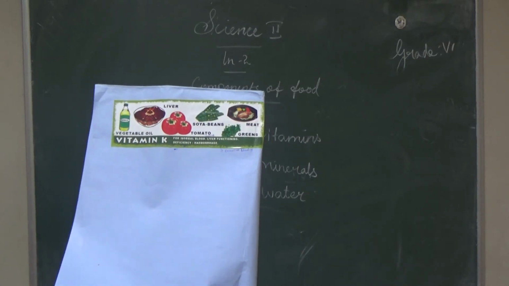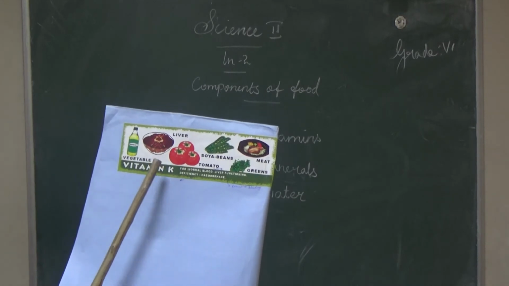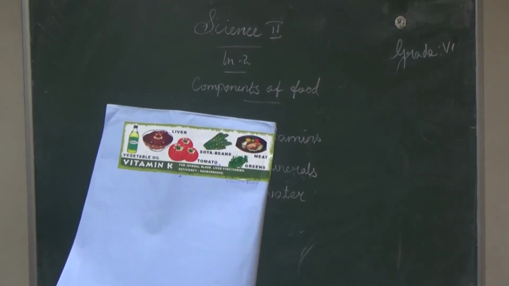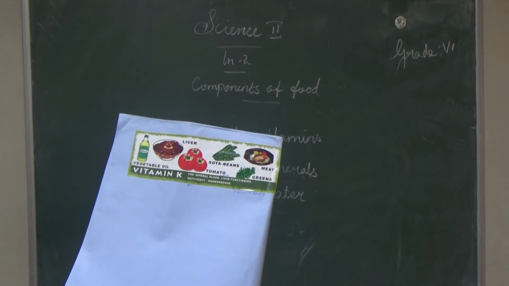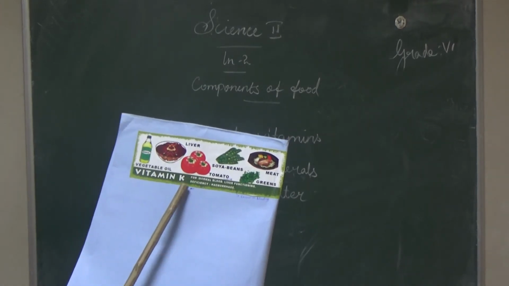When an injury happens, what happens? Bleeding will occur. Vitamin K is helpful for clotting. Without clotting, what will happen? The patient will die. So vitamin K is helpful for blood clotting.